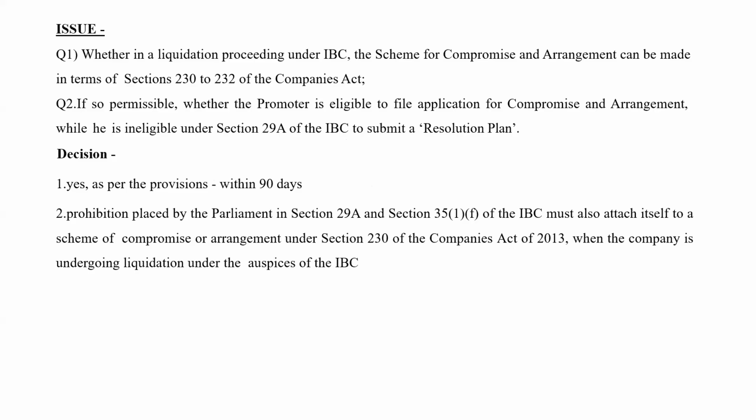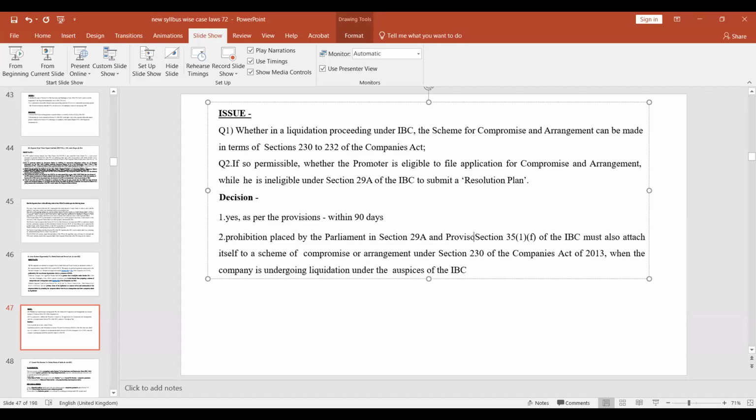So they said that if somebody is ineligible under 29A, he cannot propose a scheme of compromise or arrangement also, and in liquidation also he is out. If we see Section 35(1)(f) also, what does 35(1)(f) say? It says sale. This is the proviso to 35(1)(f). Provided that the liquidator shall not sell the immovable and movable property or actionable claims of the CD in liquidation to any person who is not eligible to be a resolution applicant. So 35(1)(f) also has this proviso. Okay, so that was it.